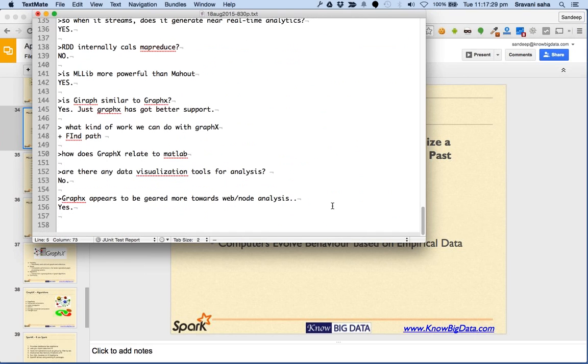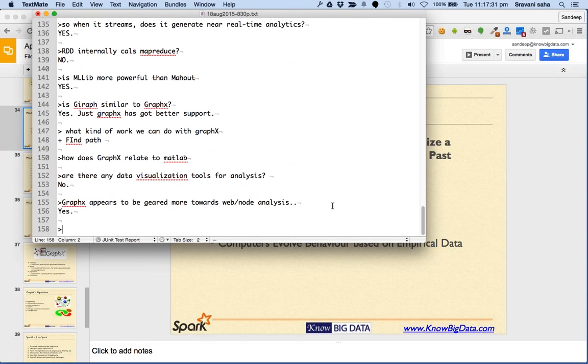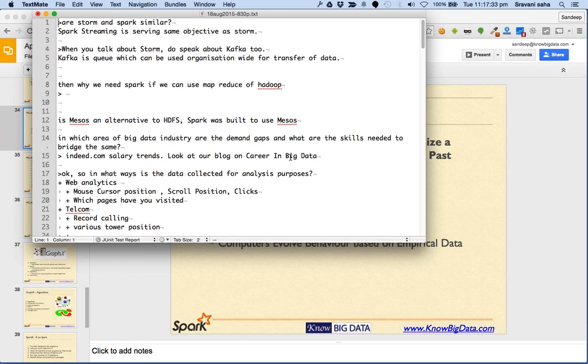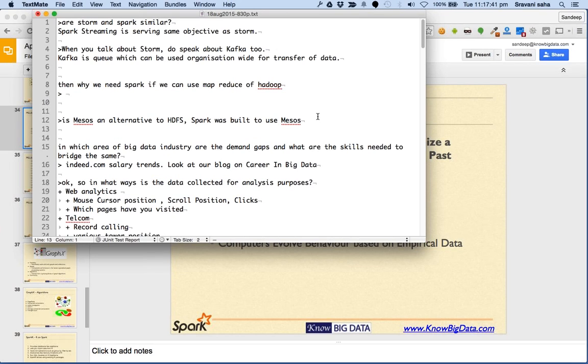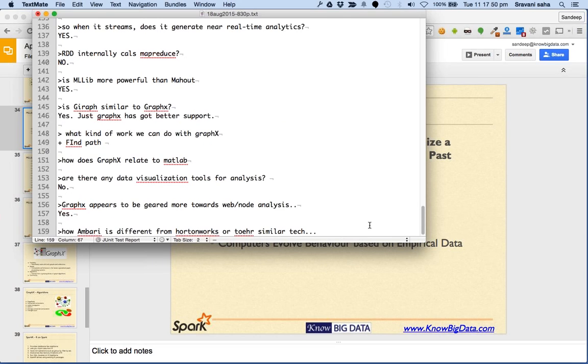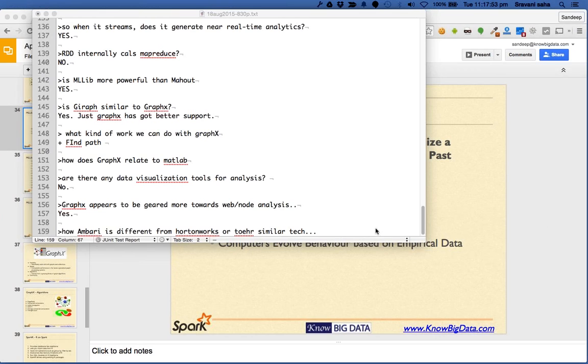Okay, now there are a few more questions. So I hope I have answered all the questions. So I think this is answered now. So, is Mesos an alternative to HDFS? Answer was no. I think we talked about this. All right. Coming back to the new questions, we have a question from Vikram.